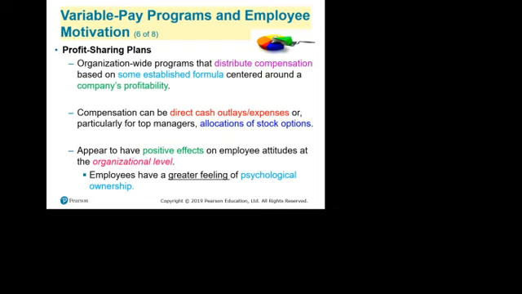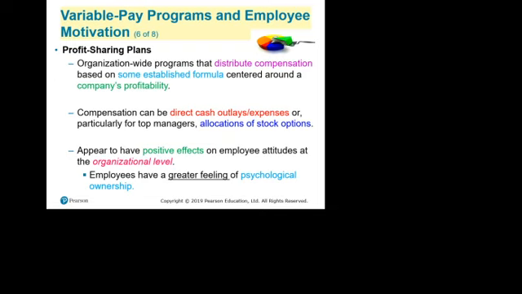Another variable pay program actually offered by organizations is called profit sharing plans. In a profit sharing plan, the organization shares its profit with the employees. A profit sharing plan is an organization-wide program that distributes compensation based on certain formulas that depend on the company's profitability to their employees. So there are some formulas, or a few percentage of the profitability of the company, that is shared with the employees.